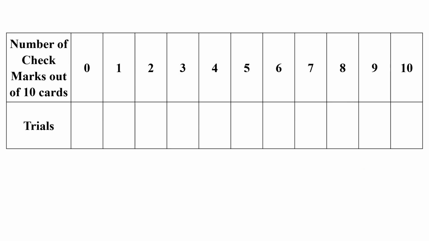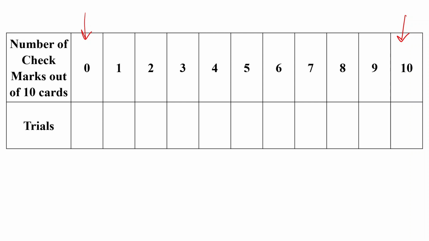So here is the table that I have. I have number of check marks out of 10 cards. And then in the trials, those are left blank. I'm going to put a tally mark in those. Okay, so I'm going to record how many check marks. So 0 is my lowest possible, right? If I pull out all X's, I have 0 check marks, or I could pull out all 10 green checks, right? That's definitely a possibility.